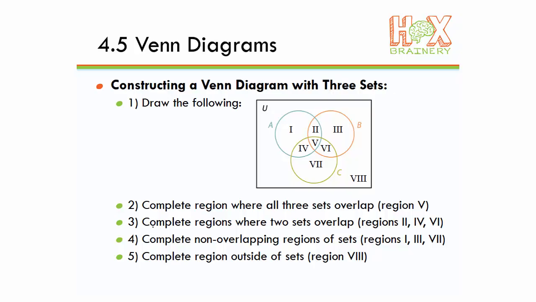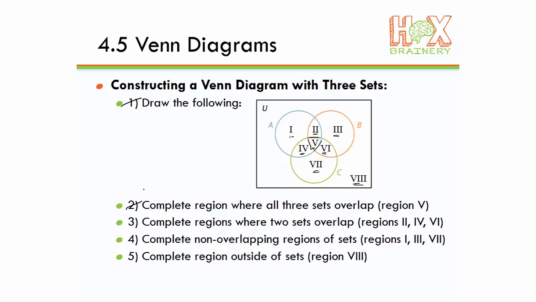Constructing a Venn diagram with 3 sets. So you're going to start with the following drawing here, this Venn diagram. You're going to have your rectangle for the universal set, and 3 circles drawn so that all 3 of them overlap in one region, and that's this region right here. Then you're going to label regions 1 through 8. You're going to have 8 regions. So that's the first thing. You're going to start with that image.